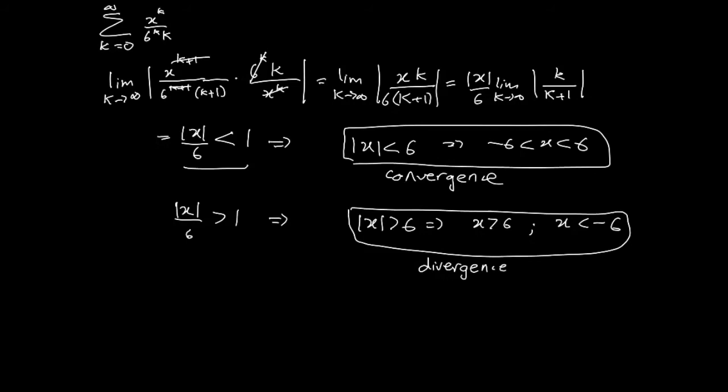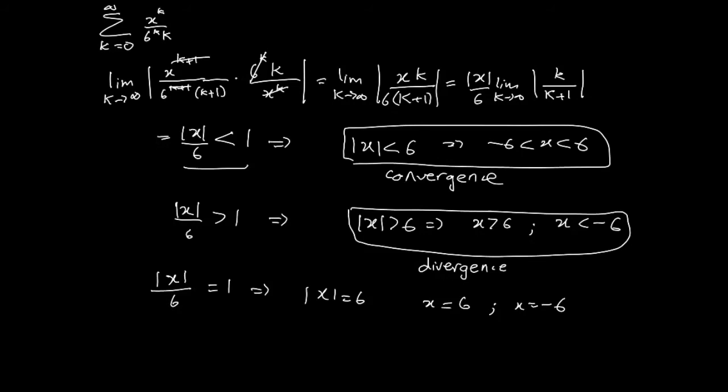Now, that still leaves us the situation where x over 6 equals 1, which implies that x itself is 6, which gives us two possibilities: x equals 6 and x equals minus 6. So we don't know, because the ratio test says no conclusion. So we have to test each of these two possibilities as a separate case. So let's do that next.